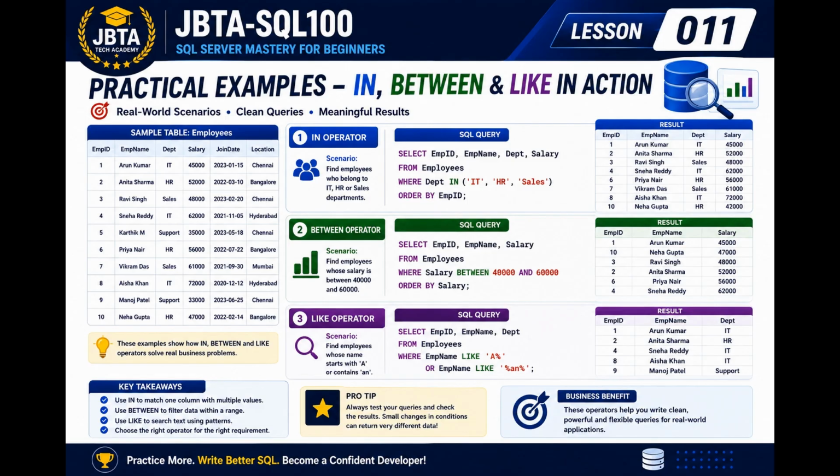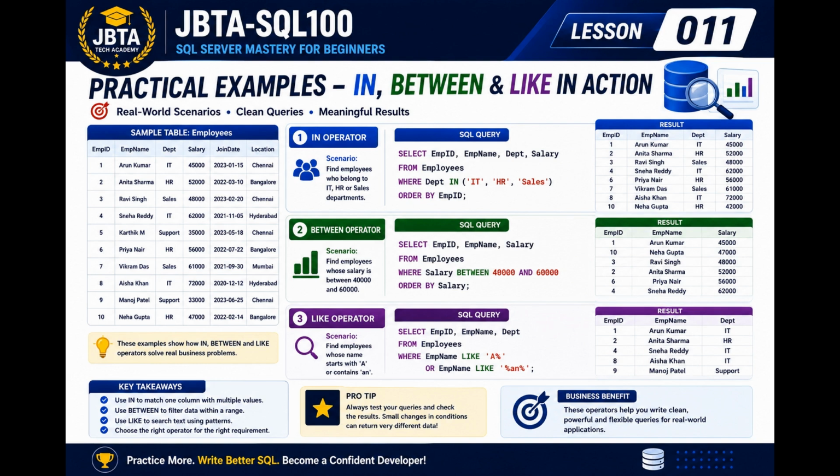These three operators solve different types of problems. The IN operator is used when comparing one column with multiple values. The BETWEEN operator is used when searching within a range of values. The LIKE operator is used when searching for text based on patterns.